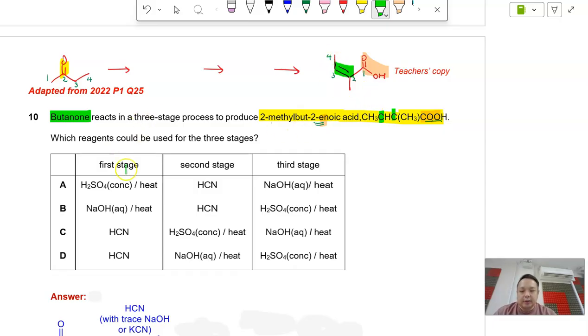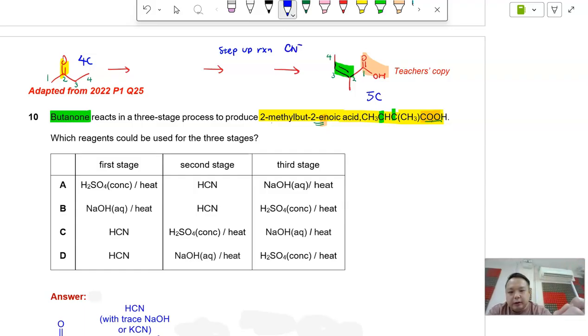So the question is, what can we then use for this 3-stage synthesis process? What reagents can we use? So one quick look at this question, we have a 4-carbon reactant to a 5-carbon product. It's a step-up reaction. It must involve your nitriles, your CN minus.